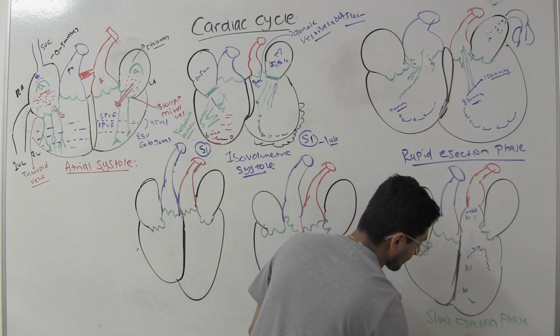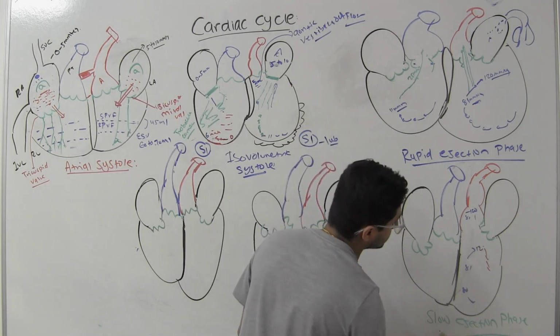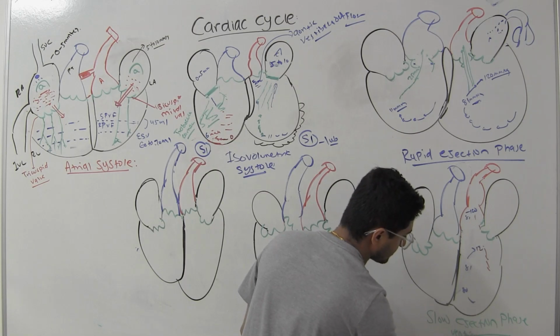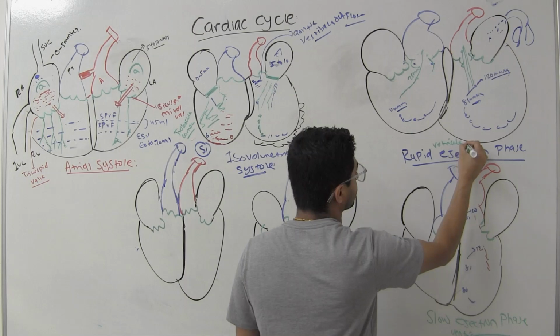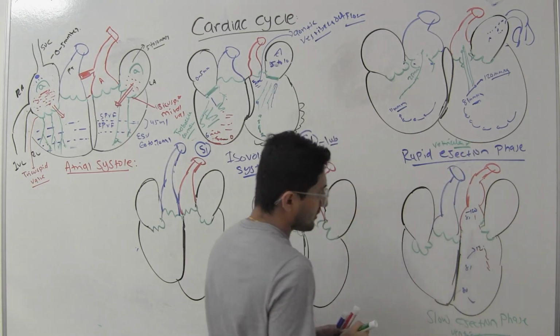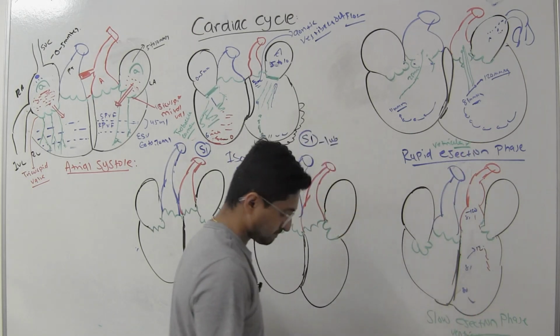Okay, this is the slow ventricular ejection phase. And this one is the rapid ventricular ejection, and this is also the slow ventricular ejection phase that's happening, right?